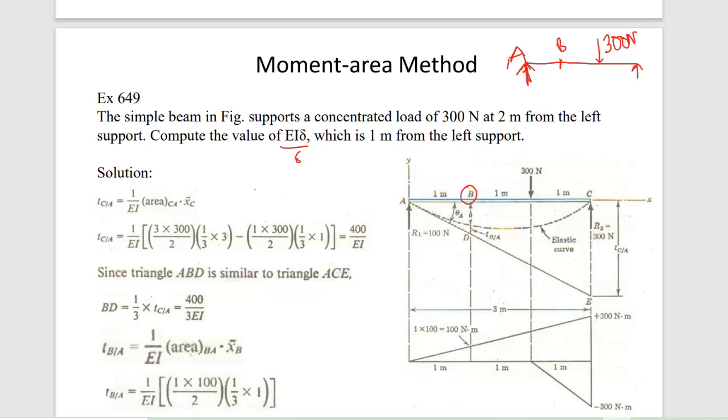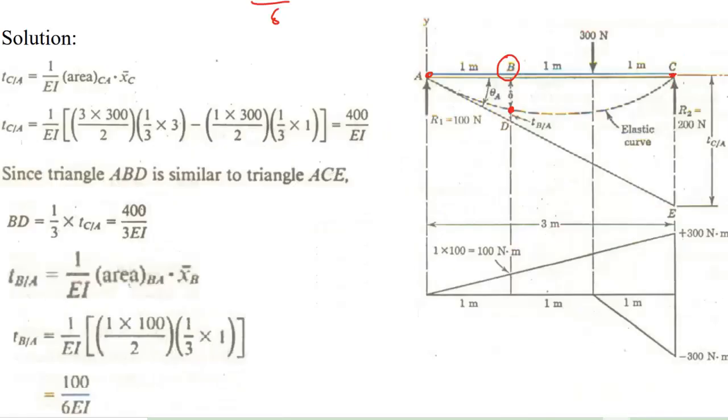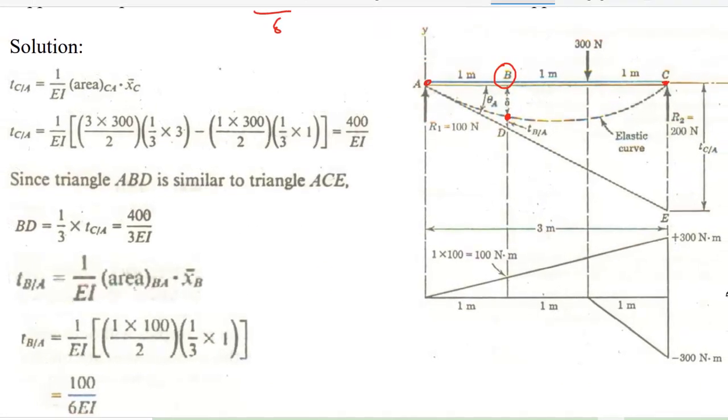Now what we can do, we can draw the tangent. First of all, since we are going to use the similar triangle formula, you can consider one point at A, another point at C, another point at B. Now if you draw the tangent at point A, you can easily calculate the value of TC by A. But before that, the general situation is that you have to calculate the reactions R1, R2.